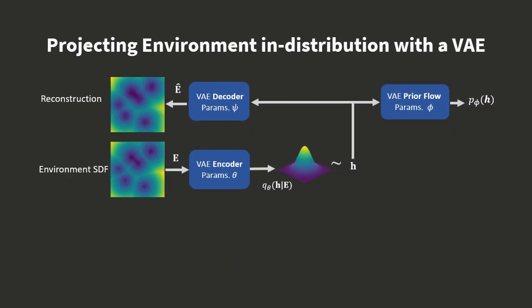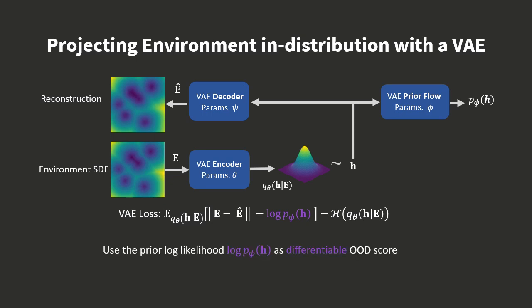The space of environments is extremely high dimensional, and covering this space with training data would be very costly. Thus, we would like to adapt to novel environments outside the training distribution. To do this, we use the VAE. Decomposing the VAE loss, we see that we maximize the expected likelihood under the prior. We use this prior likelihood as a differentiable out-of-distribution score. We found that using a normalizing flow prior made this OOD score much more effective.